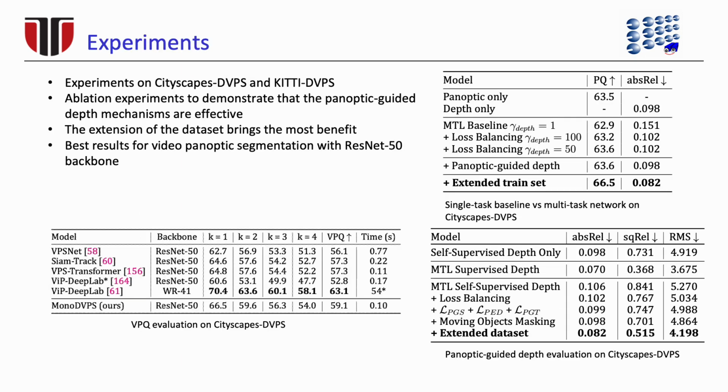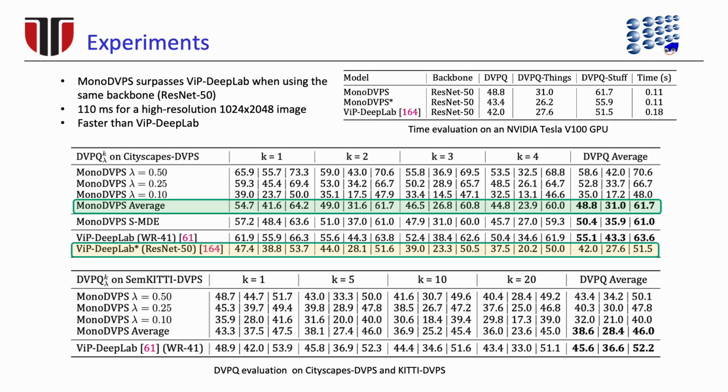We perform extensive experiments on the Cityscapes-DVPS and SemKITTI-DVPS datasets. We present here our ablation experiments, which demonstrate that panoptic-guided depth mechanisms are effective. Also, training the network with large amounts of unlabeled images brings the most benefit. We evaluate our network for the depth-aware video panoptic segmentation task. When using the same backbone, ResNet50, we surpass the state-of-the-art ViP-DeepLab network and obtain a faster inference time.